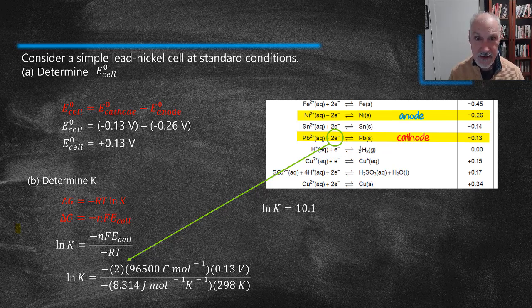Solving for the ln of K, I get 10.1, and then to undo the ln operation, I get K is equal to e to the 10.1, or about 24,000. Quite a large value for K, hence it favors products.